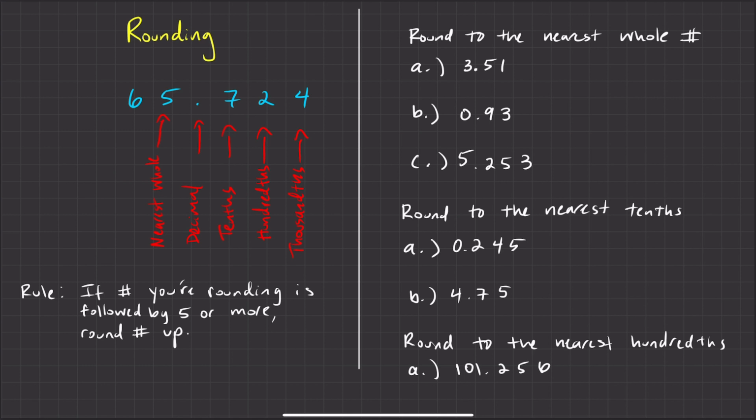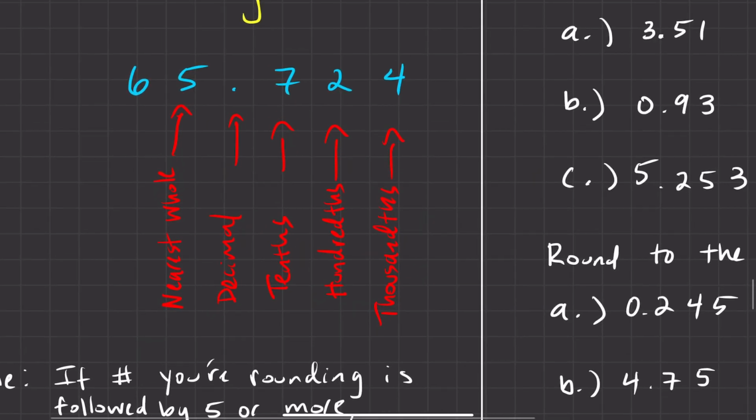65.724, I have broken this number down to show you the place values, right? So here are my digits. I have 6, 5, a decimal, 7, 2, 4. Now, this little dot or this point here, this is what we call a decimal, okay? The number to the left-hand side of the decimal is what we call the nearest whole. The number to the right of the decimal, we call that the tenths place. And then after the tenths place, we call that the hundredths place. And then we got the thousandths place, which is always after the hundredths place, okay?